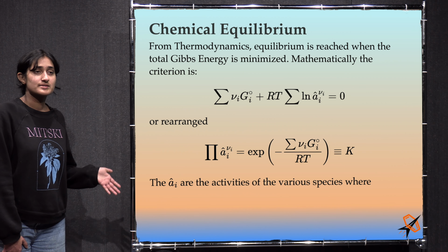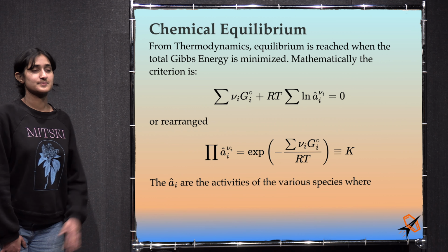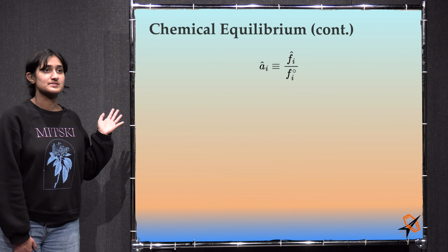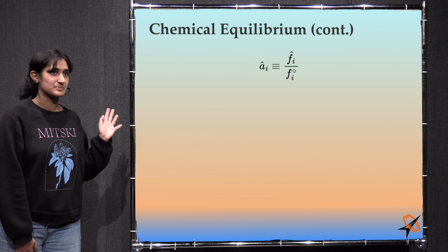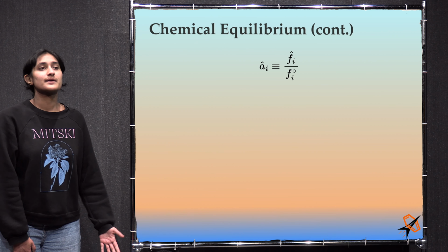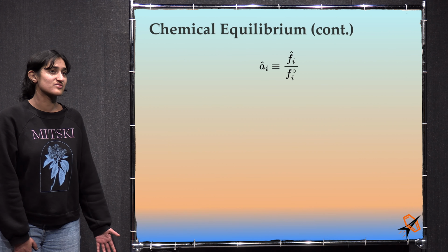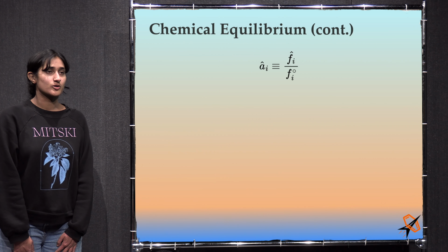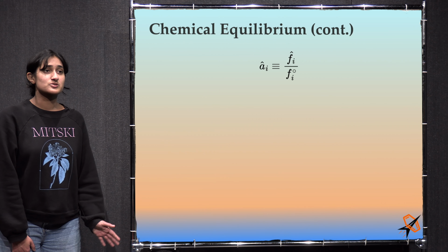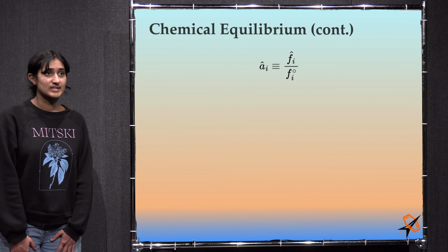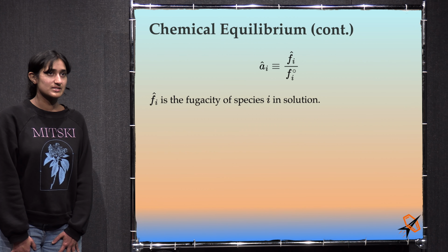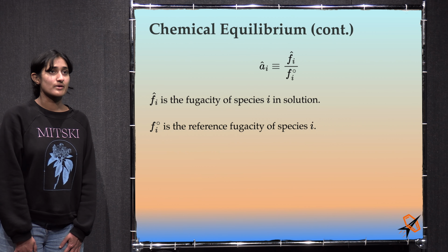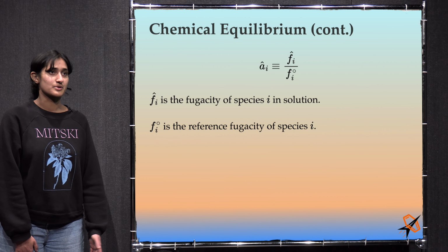Yes, the a-hat sub i's are the activities of the various species. The activity is defined as the fugacity of the species in solution divided by the reference fugacity of that species. What is a fugacity? Again, in advanced courses and later advanced videos, you'll explore what fugacity is in depth. For now, assume it's like a pressure or partial pressure. Anyway, it is measured in pressure units like kilopascals. f-hat sub i is the fugacity of species i in solution, like a partial pressure, and f-naught sub i is the reference fugacity of species i, like a reference pressure.